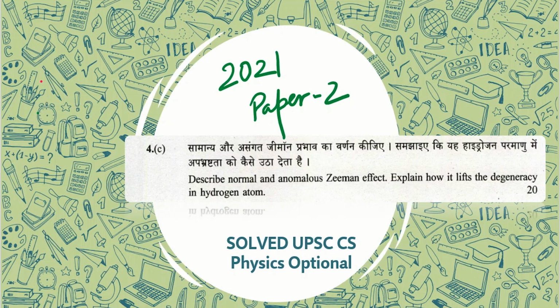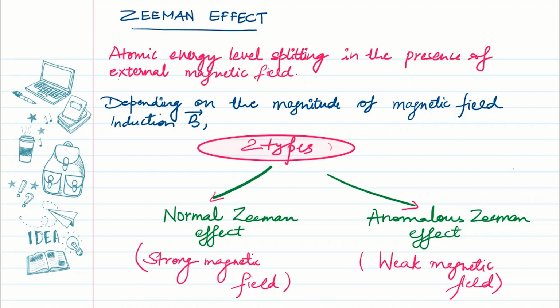This is the question from paper 2. We have to describe the normal and anomalous Zeeman effect and explain how it lifts the degeneracy in hydrogen atom. Let's see the solution. Basically, what is the Zeeman effect? Zeeman effect basically is an atomic energy level splitting in the presence of external magnetic field.